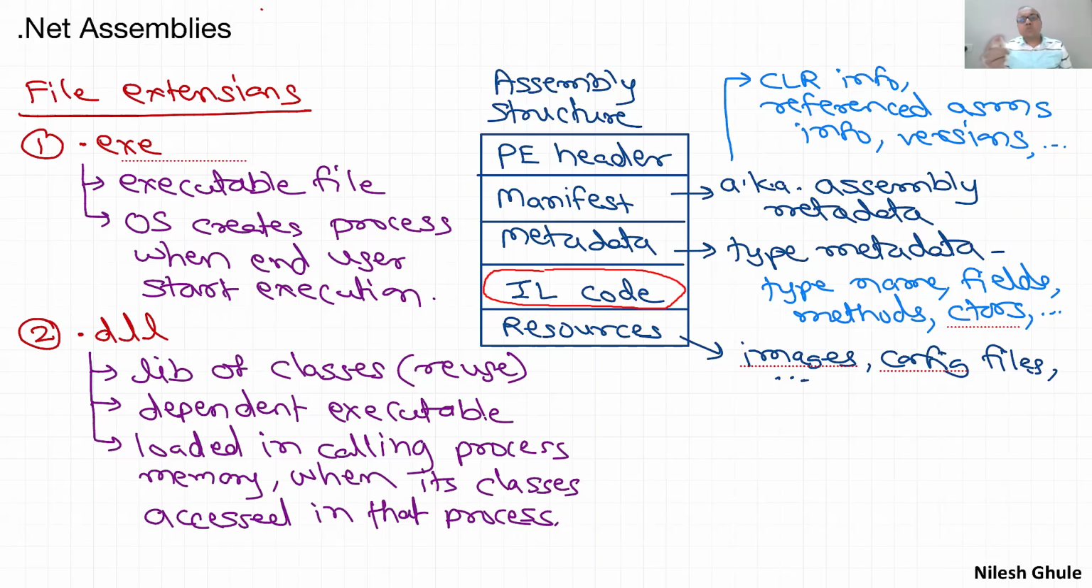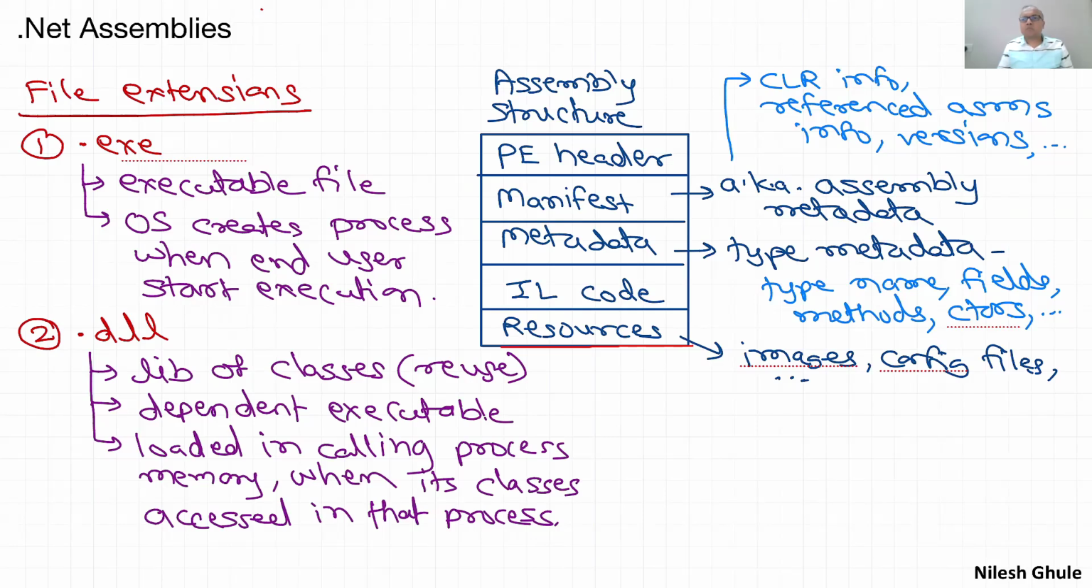Apart from this, in your application, you might have some resources. These resources can be some images, maybe some logos, some configuration files about your application, correct? So this is the similar structure available for both types of assemblies, let it be the executable or the dynamic link library. But as I said, the primary difference is that a DLL is dependent, and an exe is nothing but self-executable. You can double click it and run it.